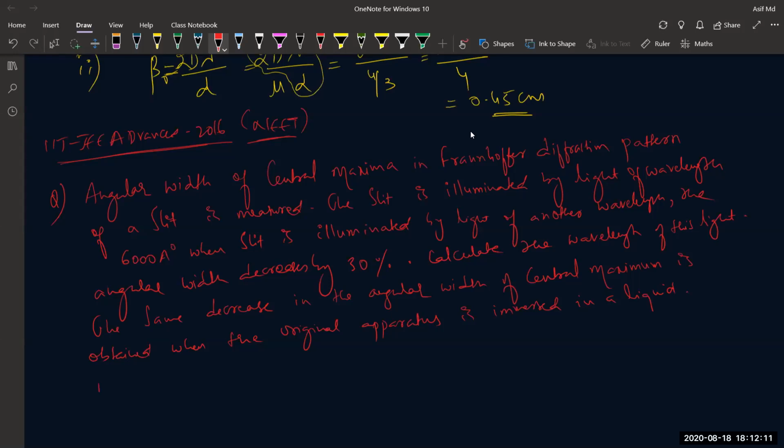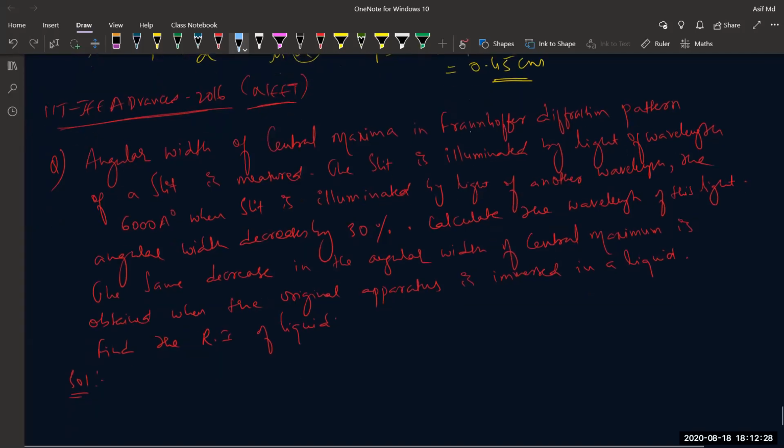Find the refractive index of the liquid. The question is lengthy, but the working is very easy. Please read the question carefully before you attempt it. Understanding the question is very important for us.